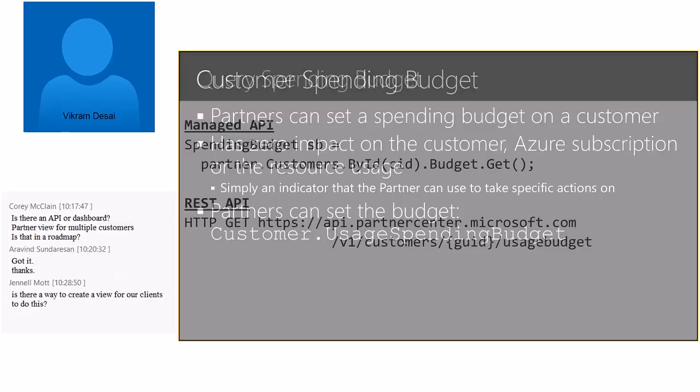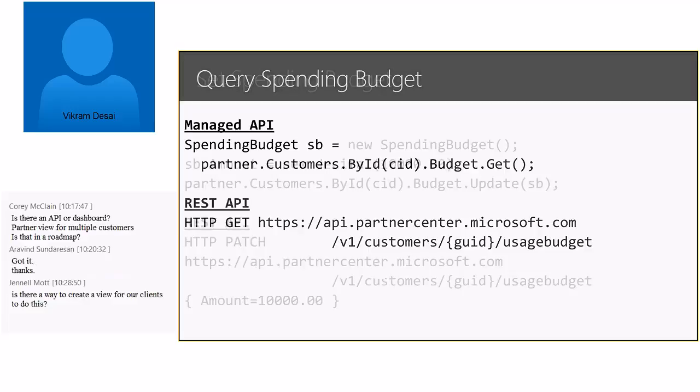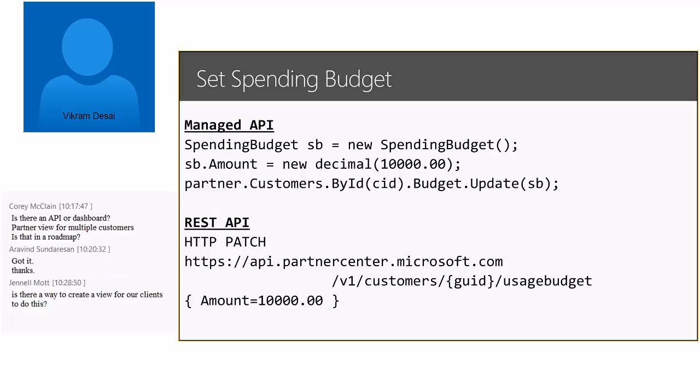And when I refer in the code to managed API, that implies that it's the SDK, and REST APIs are the APIs that are available. Using both, you can do the same. You can get the budget per customer, or you can even set the budget for a customer via SDK or via API.